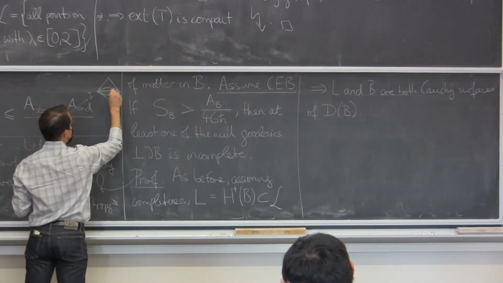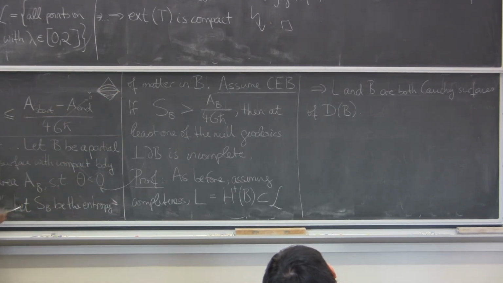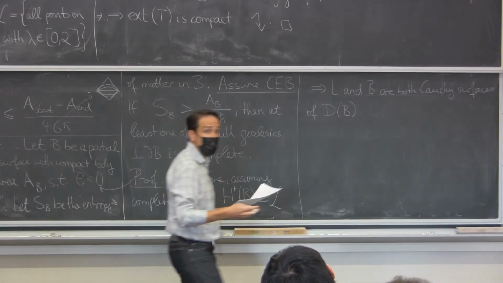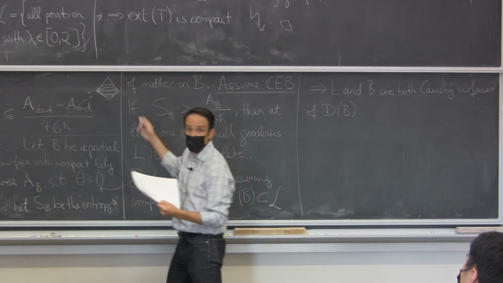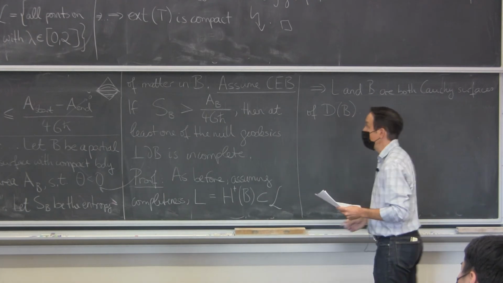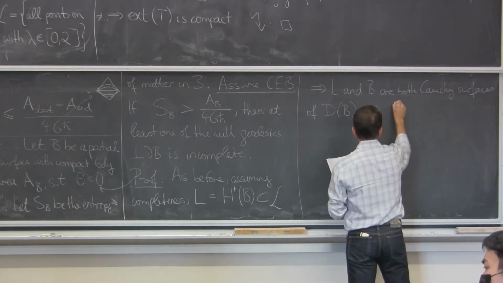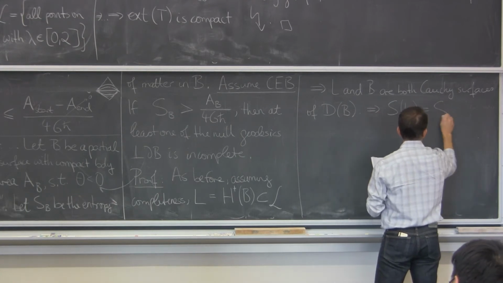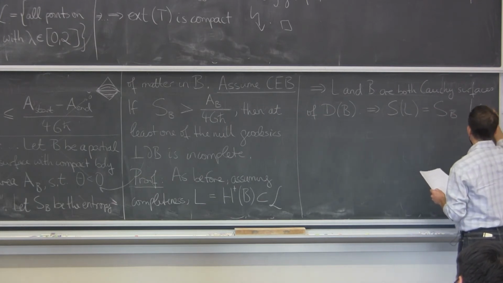And any Cauchy surface here will have the same domain of dependence. It will have the same information. It's unitarily equivalent. So it has the same entropy. Nothing new can come in between these two slices. Nothing can go out. It's the same stuff, right? So this means that S of L is the same thing as S of B. And now we have a contradiction with the covariant entropy bound.